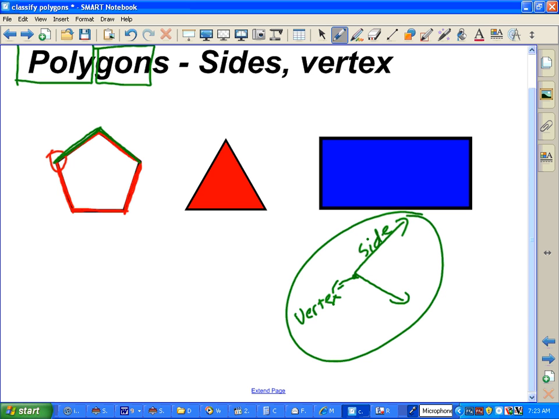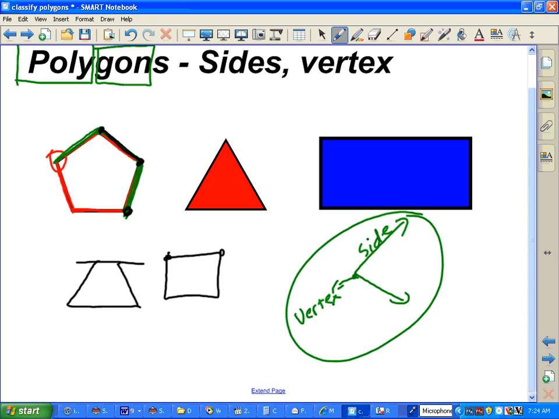Each side intersects exactly two sides, one at each endpoint, so that no two sides with a common endpoint are collinear. Okay? So, if I take any 3 points, they are not collinear. Let's go with a different color here. We'll use black. Point, point, point. Not collinear. Any 3 points. Okay? And the segments also intersect at the endpoints. Polygons don't look like this. They always intersect at the endpoints, and they all are line segments, and they have to be closed, always have to have straight lines.